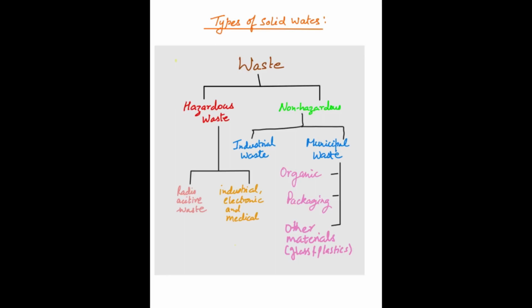Coming to the next point, how many types of solid waste are there? Broadly, there are two types: hazardous and non-hazardous. In hazardous, there is radioactive waste and industrial, electronic, and medical waste. Medical waste includes many microbial wastes. These can be pathogenic, so these need to be disposed of very carefully.